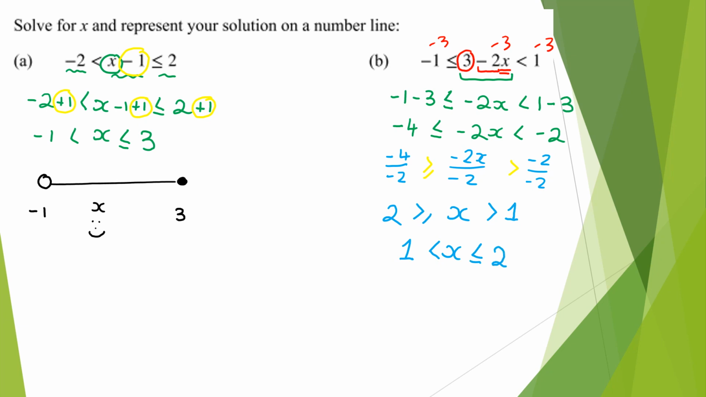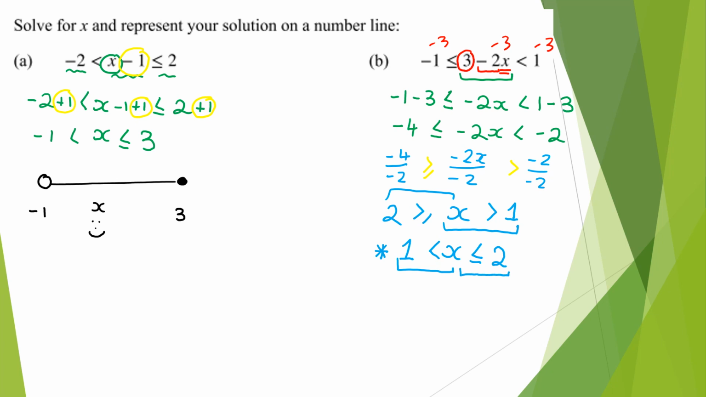Okay, this is what we are used to. So we place the 1 first and we flip the inequality, right? But it still means the same thing because x is still bigger than 1. Okay, x is less than or equal to 2.